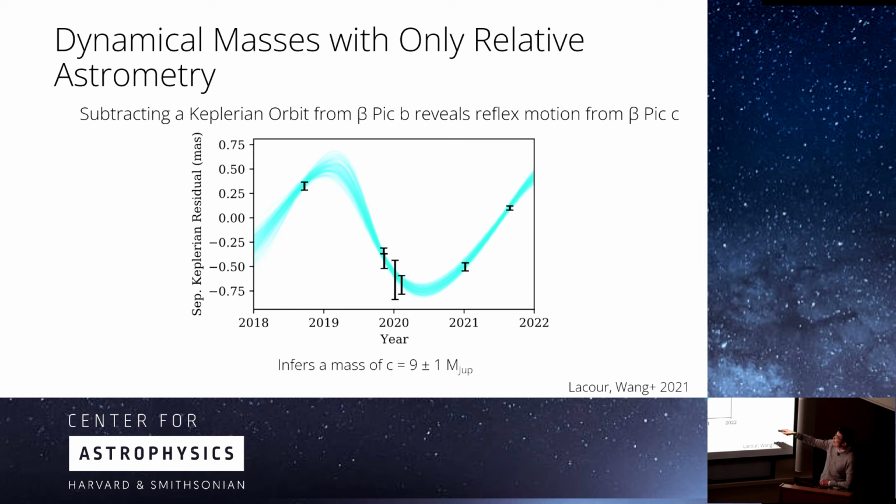And in its visual orbit, we can actually see a second sinusoid as a function of time. That's due to the inner planet causing the star to wobble around the true system barycenter. And this allows us to use relative astrometry only with GRAVITY to measure a dynamical mass of the inner planet, because the amplitude of this wobble is proportional directly to the mass of the inner planet. So we're able to actually measure a dynamical mass of 9 plus or minus 1 Jupiter masses just from measuring this. So that's been pretty fun. There's also been some other fun stuff, but in the interest of time, I'm going to skip all of that.